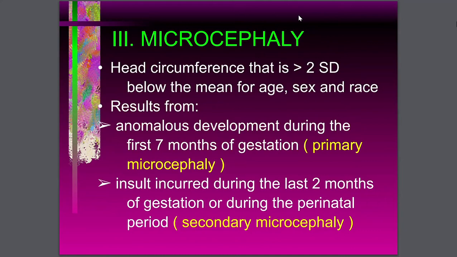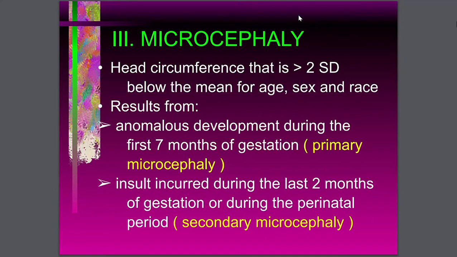So that it should be based on the age kag ang sex, no? Kay usually males are larger or bigger than females, no? So dagko ida ulo ang males, and race man, no? So Europeans and Americans are larger than Asians. So microcephaly results from the anomalous development during the first 7 months of gestation. So when it is more of genetic, so it is a primary microcephaly.